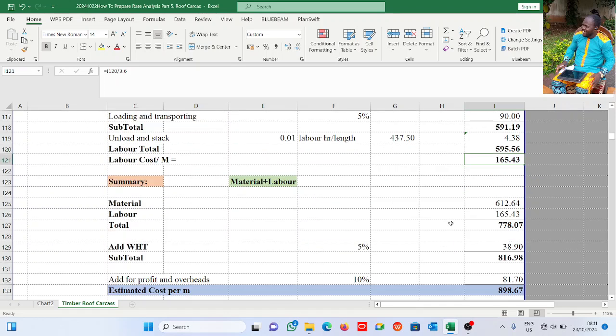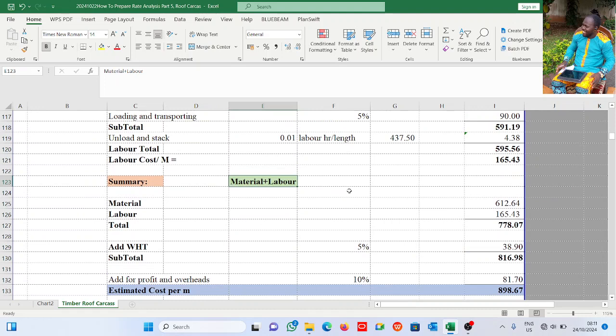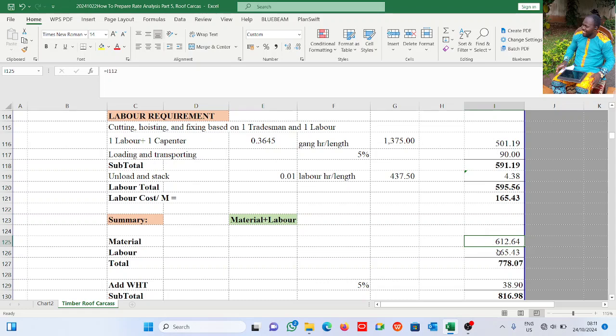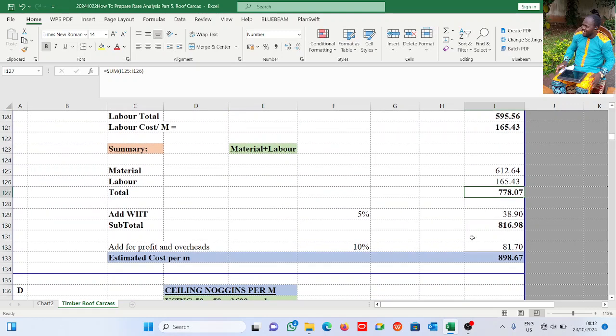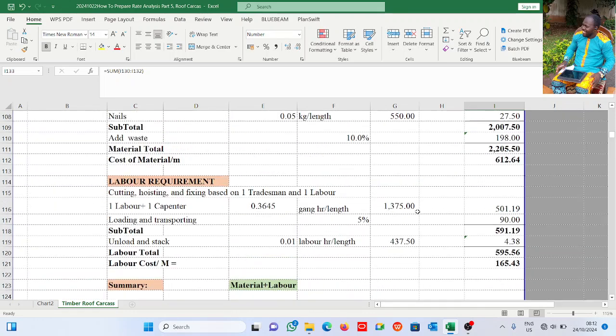Now we add labor and material together, that is the sum. Remember I said you have material, labor, profit and overhead. So material is this, see it here, and labor is this, what we just calculated. If I add them together, then I add withholding tax and I add profit and overhead. This is basically how you carry out rate analysis for these timber works.